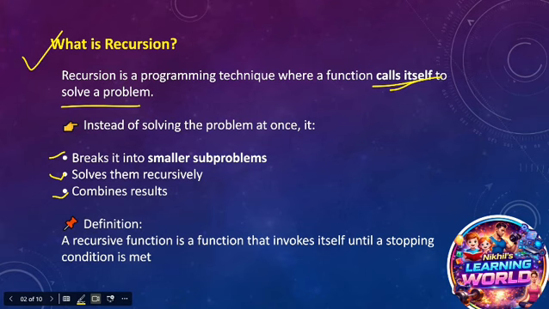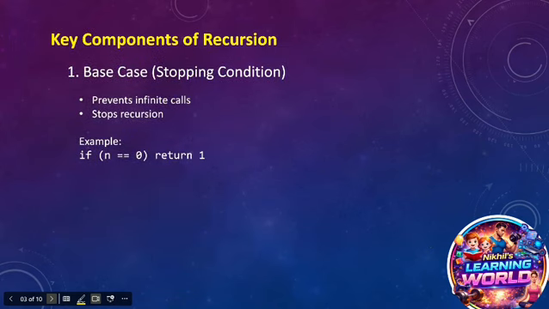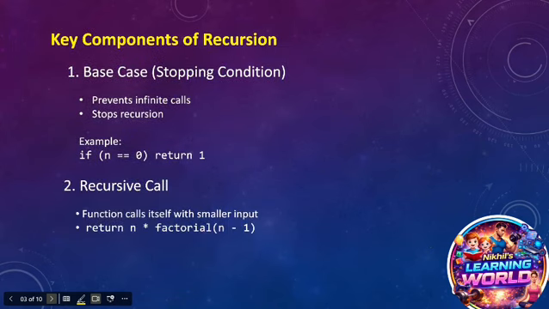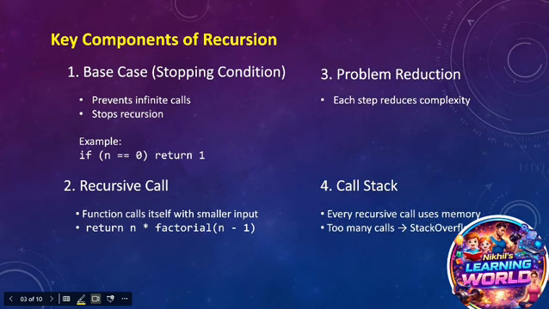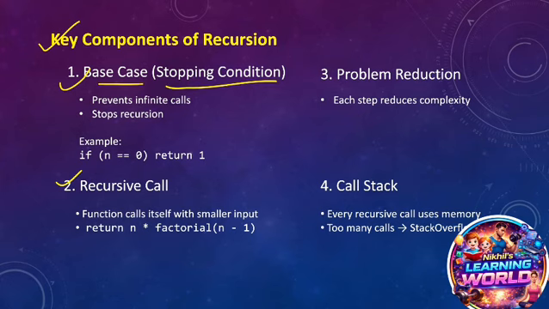Okay, there are two important parts of recursion: base case and recursive call. The base case is where the function stops, and the recursive call is where the function calls itself. Without a base case, your program will run forever and crash. Okay, so keep in mind that's very important. So we can see an example as well.